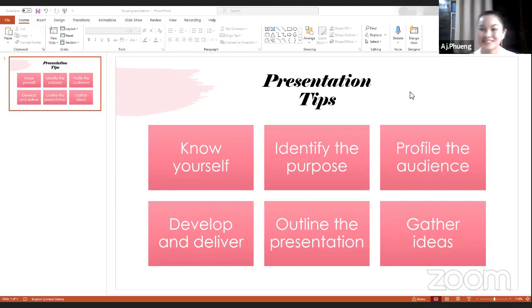The first thing that you have to prepare: you need to know yourself. What kind of presenter are you? Are you confident enough to present, or do you lack confidence when doing presentations? What are the problems, or the strengths and weaknesses, of your presentation when you need to speak in public?